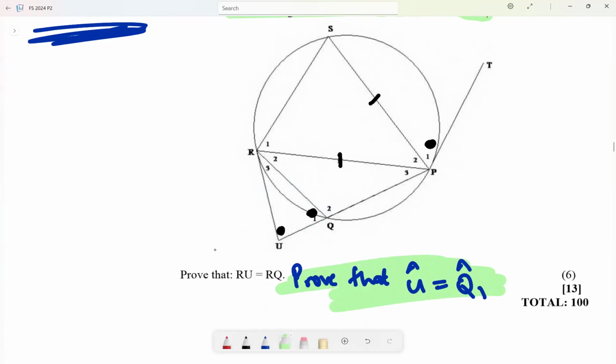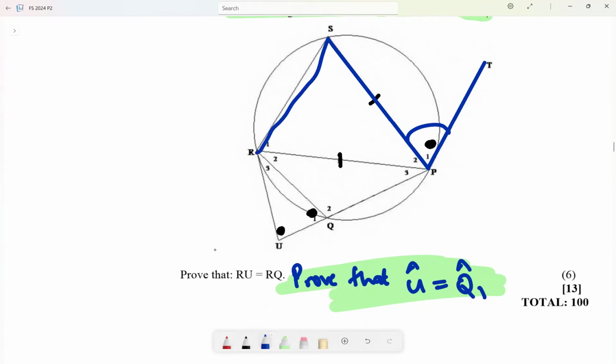Let's look at our aim. Now let's use the property that they give us. I have P1, and I can use P1. Remember, this is a tangent and a chord. The angle between a tangent and a chord, P1, is equal to the angle subtended by the same chord at the circumference. Can you see that? So it is equal to this one.